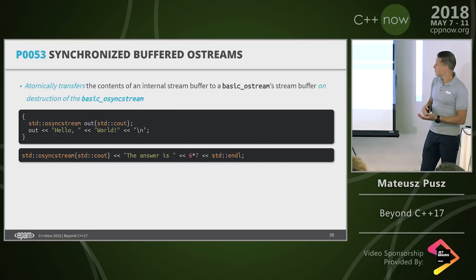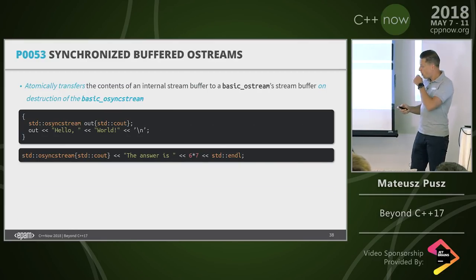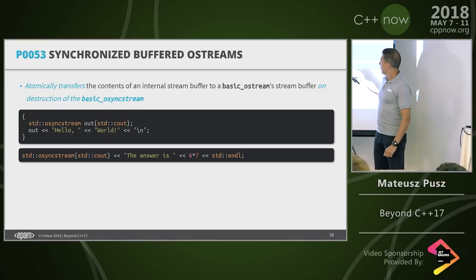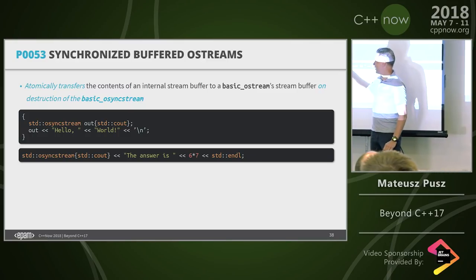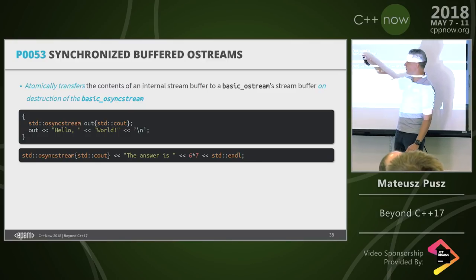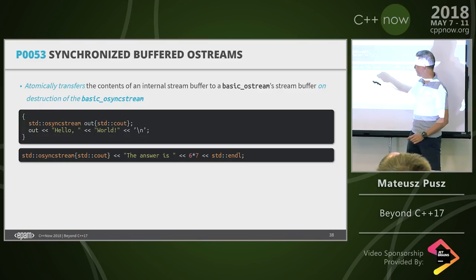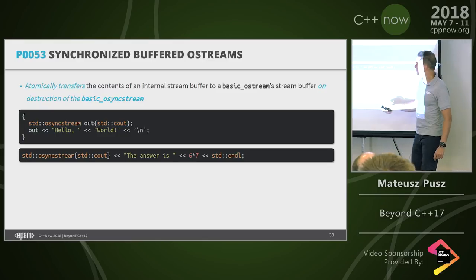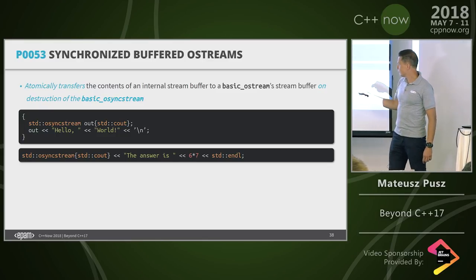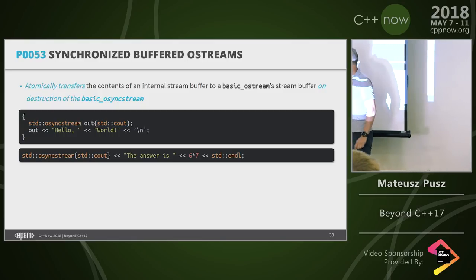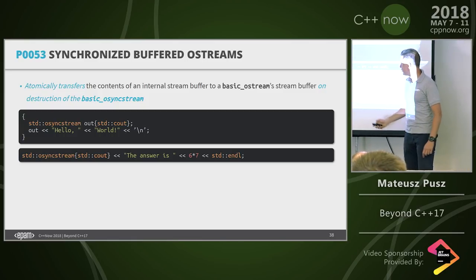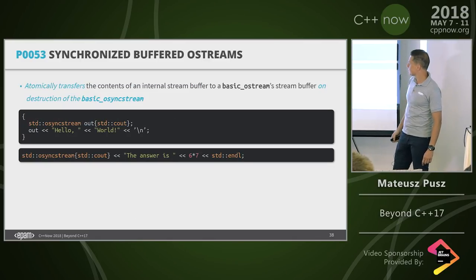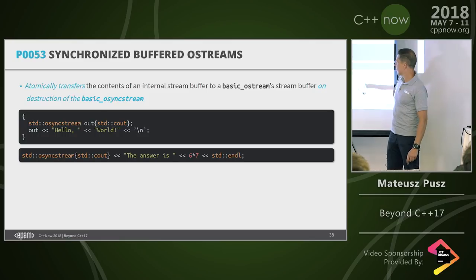Okay, so the next feature is the synchronized buffered output streams. Those are something like a wrapper around an underlying output stream. They basically buffer the data passed to them, and they are able to atomically transfer it to the underlying stream. So you can type something like this: you pass cout to the osyncstream, and then you provide the information, and it will write everything to the console at the end of the expression, or basically with the destruction of this object.